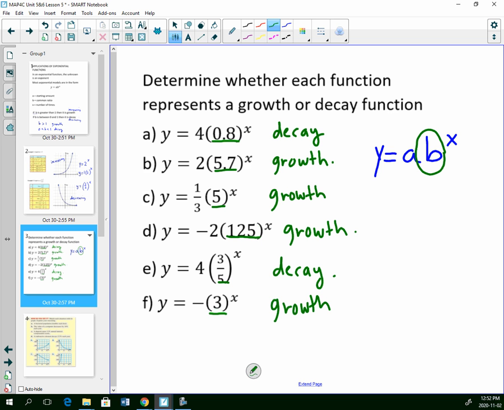So that's another common question. It might say, here's a graph or here's an equation. Identify whether it's growth or decay.